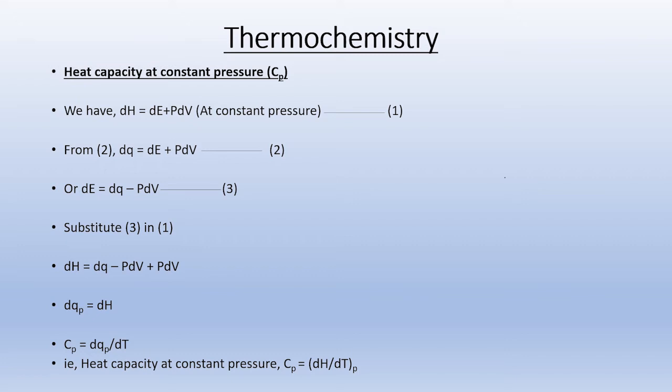So we can say that the heat transfer at constant pressure is equal to the enthalpy change, and since heat capacity at constant pressure Cp equals dQp by dT, we can write Cp equals dH by dT at constant pressure. So we got heat capacity at constant volume Cv equals dE by dT, and heat capacity at constant pressure Cp equals dH by dT.